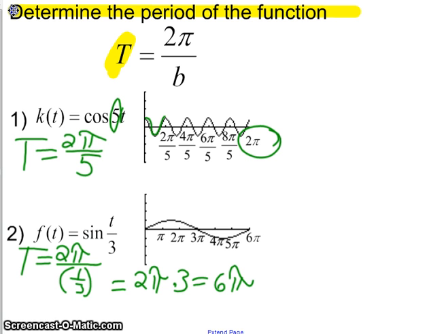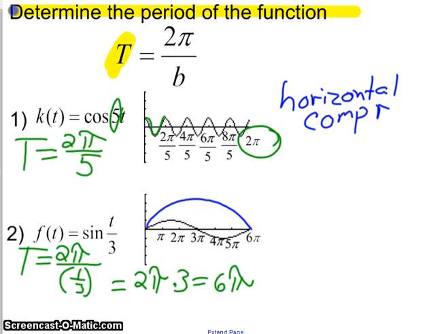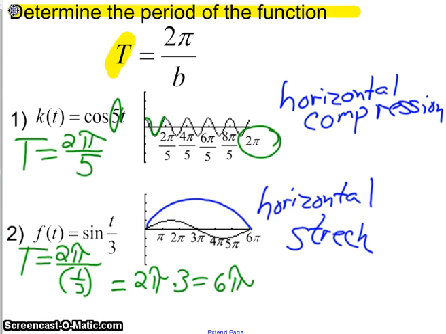Let's take a look at the graph of sine of t divided by 3. Here, notice it takes an entire 6 pi to do just one cycle. So the previous one is a horizontal compression because each wave is shrinking up. It's getting closer together. This one is a horizontal, what's the word? Stretch. Okay? Because now one wave goes all the way to 6 pi. It's opening up instead of 2 pi. All right, that's all for today.